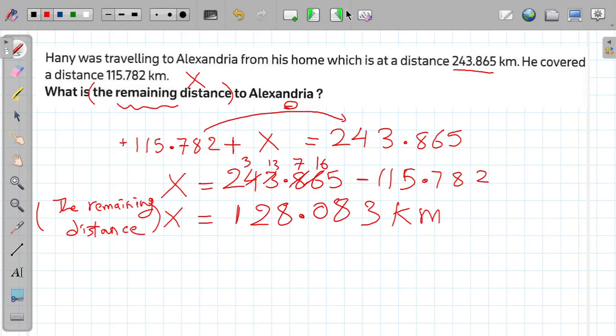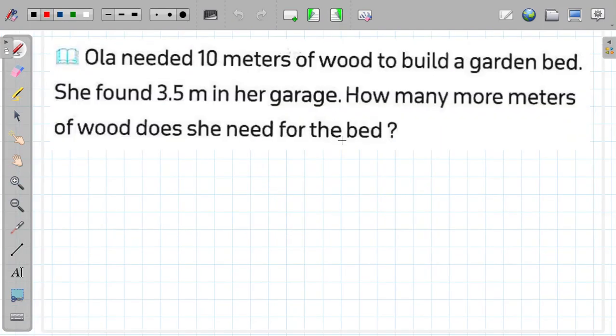Okay, next I have this problem. Ola needed 10 meters of wood to build a garden bed. She found 3.5 meters in her garage. How many more meters of wood does she need for the bed? Okay, so the total, or what she needs, is 10 meters, but she found 3.5 meters. Okay, so I want to find the remaining meters to complete the 10 meters.